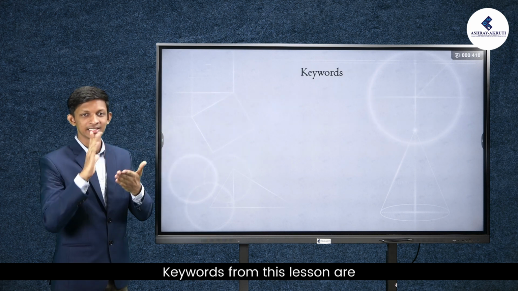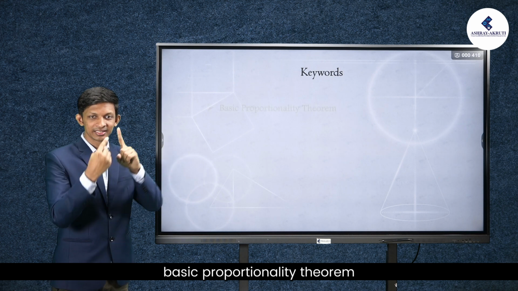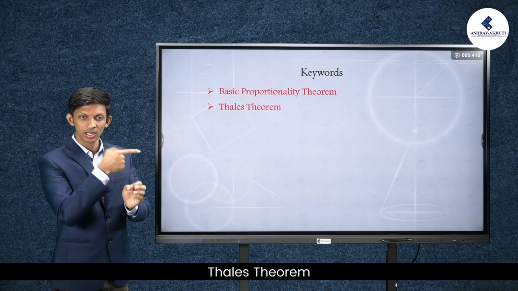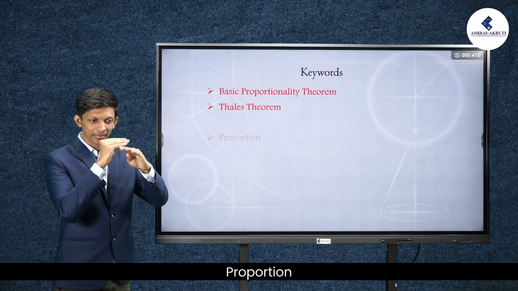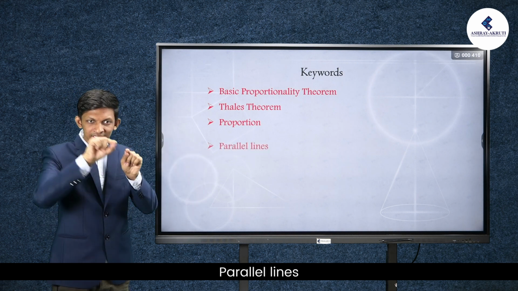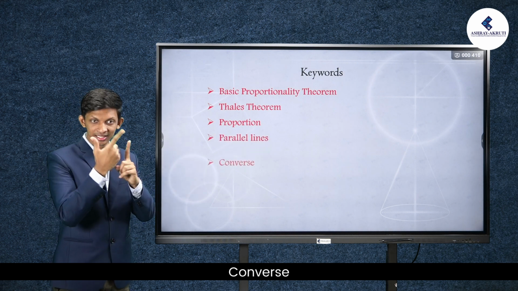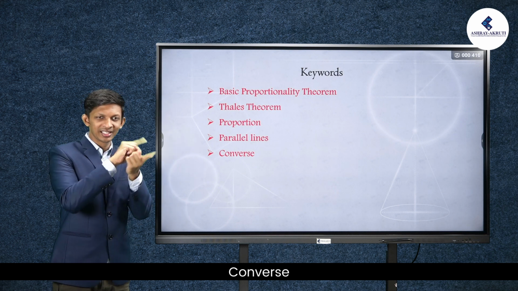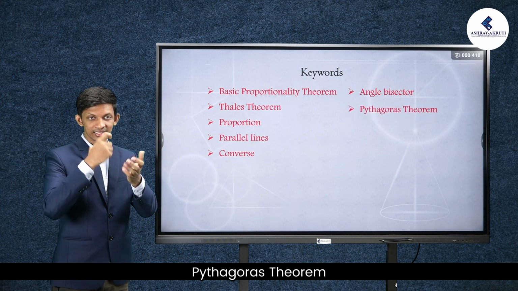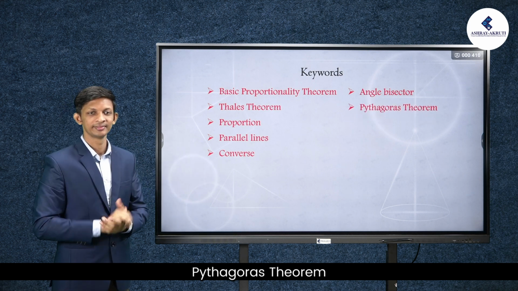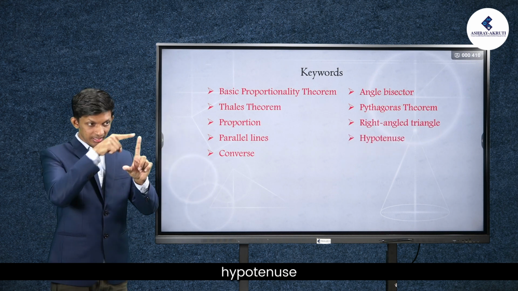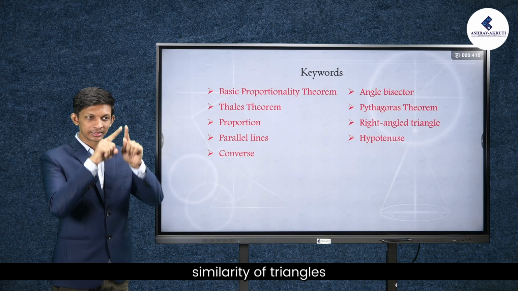Keywords from this lesson are basic proportionality theorem, Thales theorem, proportion, parallel lines, converse, angle bisector, Pythagoras theorem, right angle triangle, hypotenuse, similarity of triangles.